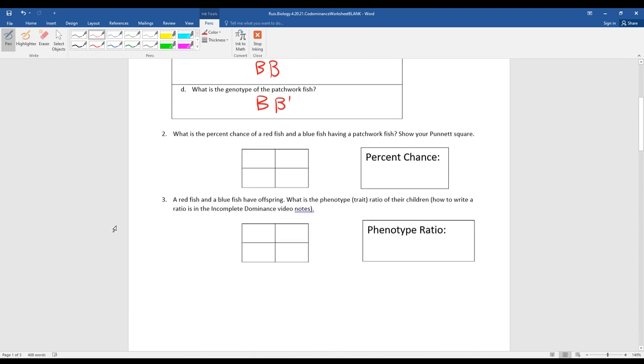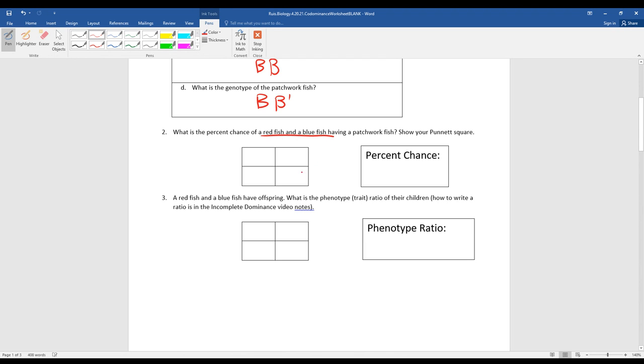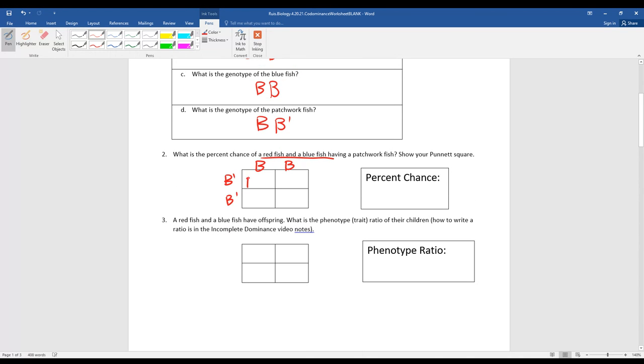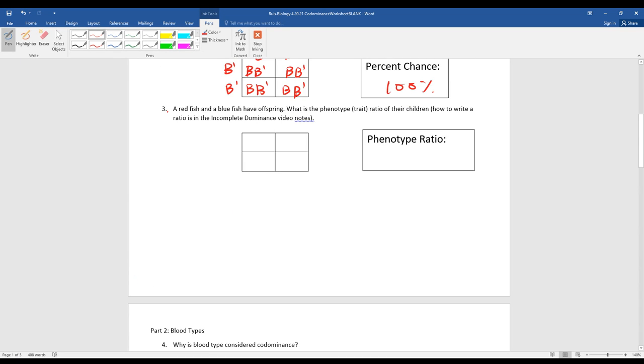Okay. All right, cool. What's the percent chance of a red fish and a blue fish having patchwork fish? So you have a red fish. Oops, that's the blue fish. Here's the red fish, I believe. Let's see. We said, yeah, that's the red fish. Okay, so now we have B prime B, B prime B, B prime B, B prime B. Look at that. They're all B prime B. Okay, so the percent chance is 100% chance of them having a patchwork fish.